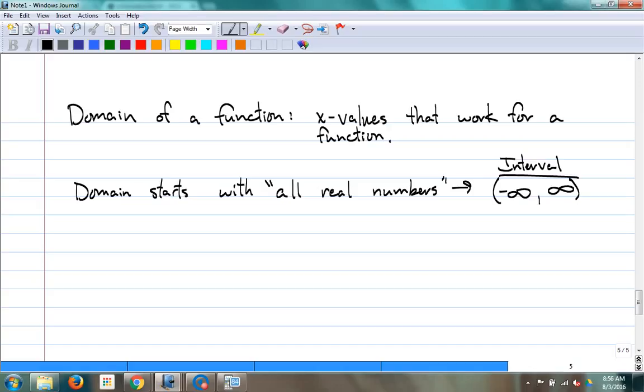Domain for functions has a few red flags that we look for, and there's only a few. There's only these red flags. One of the red flags that we look at is x's in the denominator. If there are x's in the denominator, then that means there's restrictions on the domain, and we've got to find them. Okay? So that red flag that tells us we got to change our domain is that there are x's in the denominator.